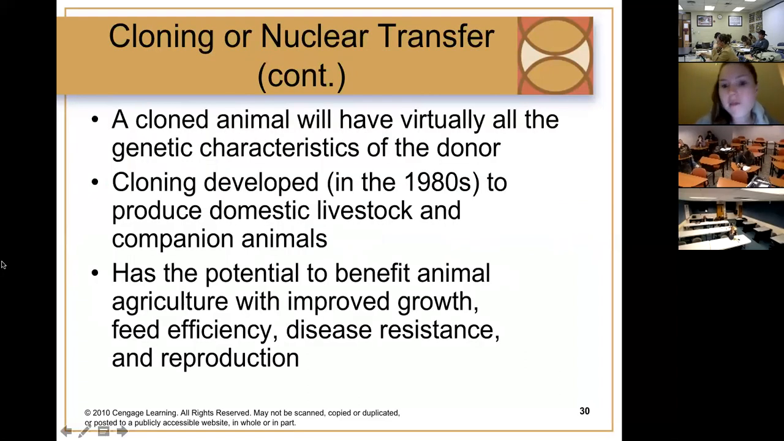A cloned animal will have virtually all the genetic characteristics of the donor. Cloning was developed in the 1980s to produce domestic livestock and companion animals. It has the potential to benefit animal agriculture with improved growth, feed efficiency, disease resistance, and reproduction. But again, that's if you have the money and you want to spend the money and the time on cloning. You can also just improve your herd by typical breeding practices and management practices.